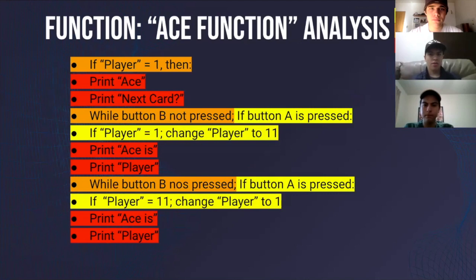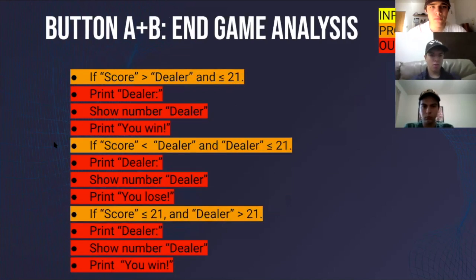The ace function is when player equals 1 and ace will be shown to the player. If button B is not pressed and button A is pressed, change player between 1 and 11 and between 11 and 1. When button B is pressed, add that value to score.